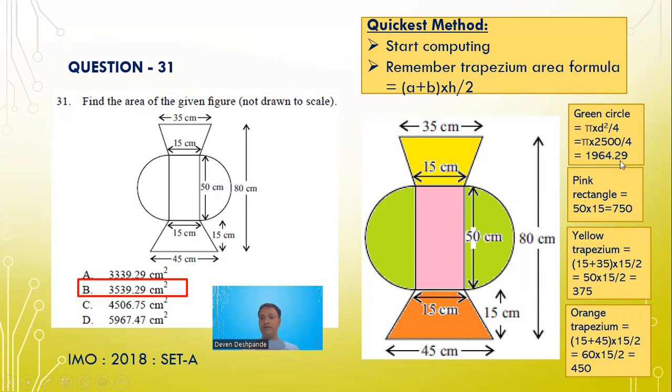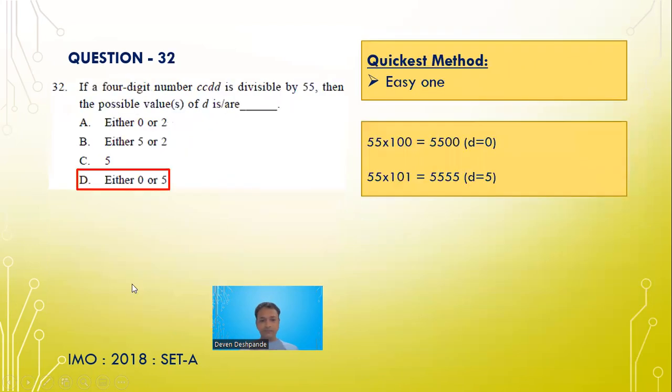If you add 1964.29 plus 750 plus 375 plus 450, you will get a figure of 3539.29 centimeter square. So this is the correct answer.